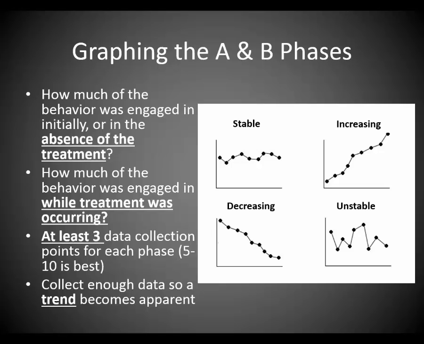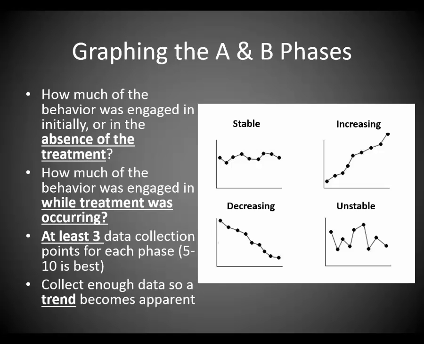Now, when we graph our results, we need to make sure that we include both the A and B phases on our graphs. So during the A phase, we are considering how much of the behavior was engaged in initially in the absence of treatment. During the B phase, we want to consider how much of the behavior was engaged in while treatment was actually occurring. During each of these phases, we need to make sure that we're including at least 3 data collection points. It's ideal to include 5 to 10 data collection points for each phase, but at a bare minimum, we want to have at least 3 data collection points.